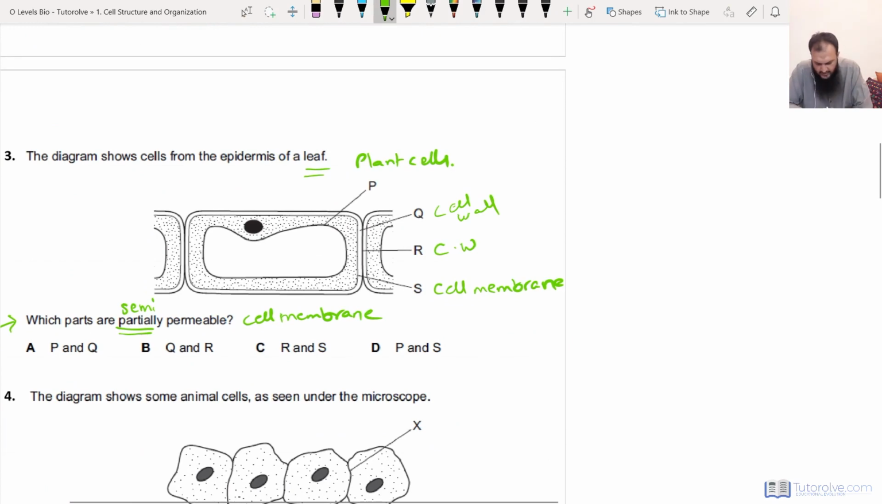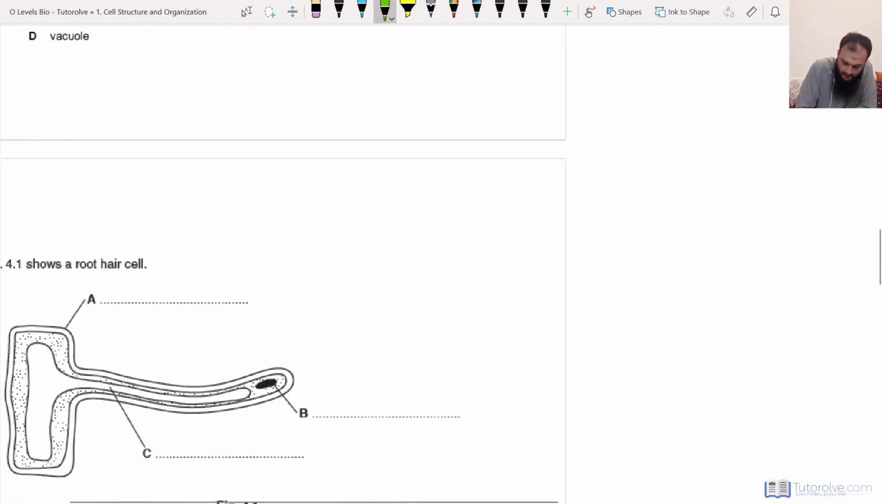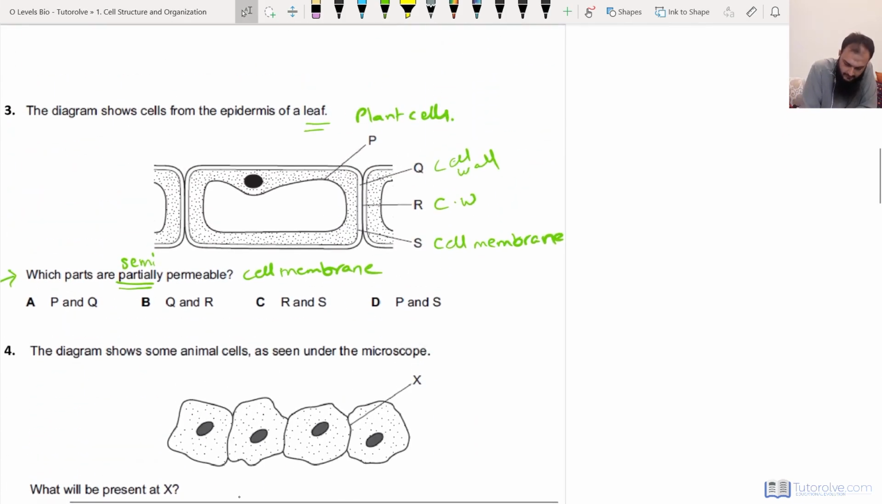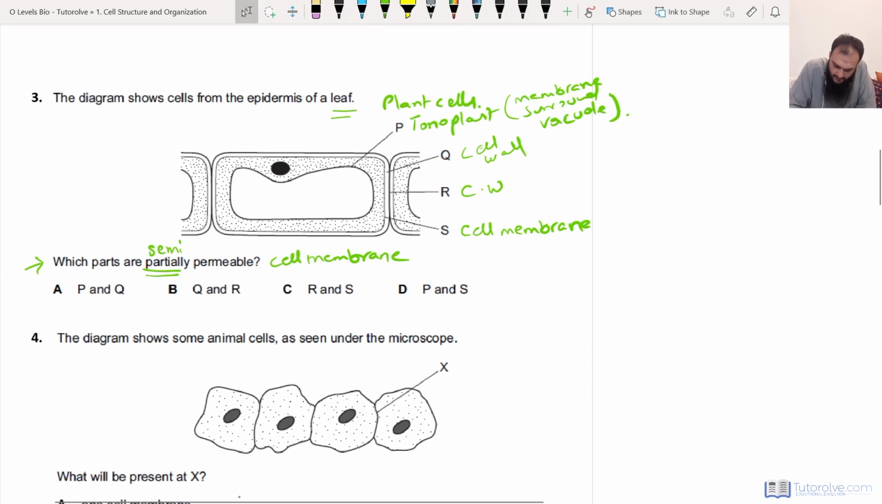And then P. What is P? I haven't talked about the word in this topic that we've done. We call this tonoplast. Now, remember, tonoplast is a membrane that surrounds the vacuole, and it is similar in structure to the cell membrane. So which parts are partially permeable? S, and yes, you are right, tonoplast is similar. So the answer is P and S, which is D.